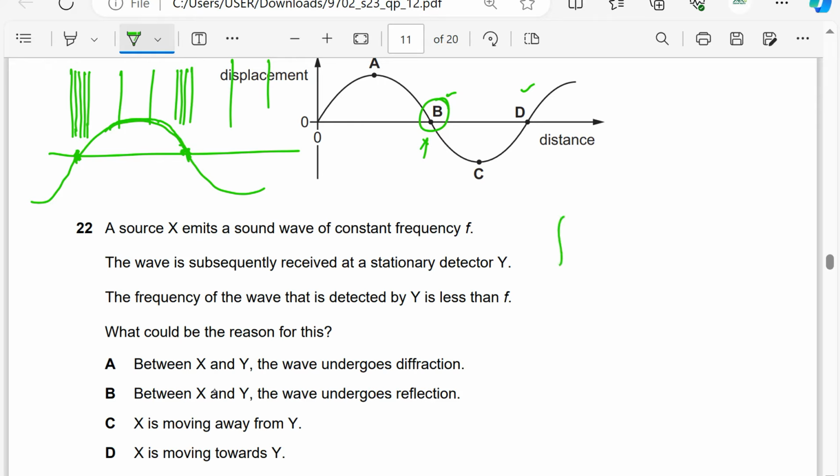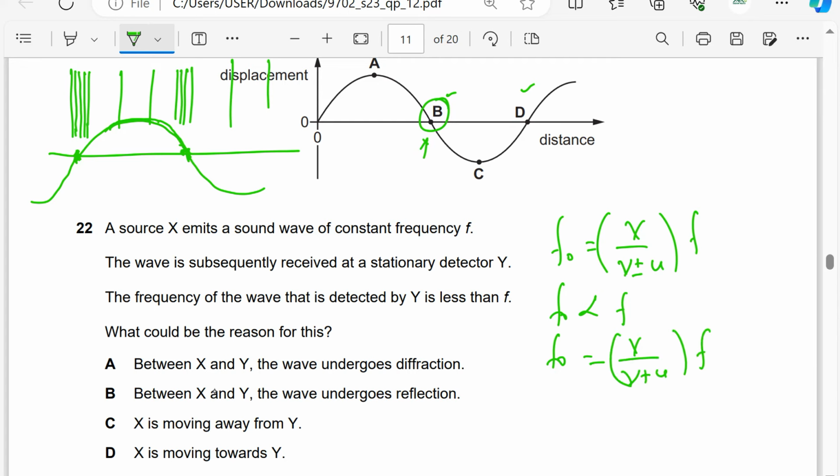That means if you look at f naught equals v over v plus or minus u times f. Since the observed frequency f naught is less than f, that means the denominator should be plus. So f naught should be equal to v over v plus u times f. Since the observed frequency is less, it means there is movement away. What could be the reason for this?